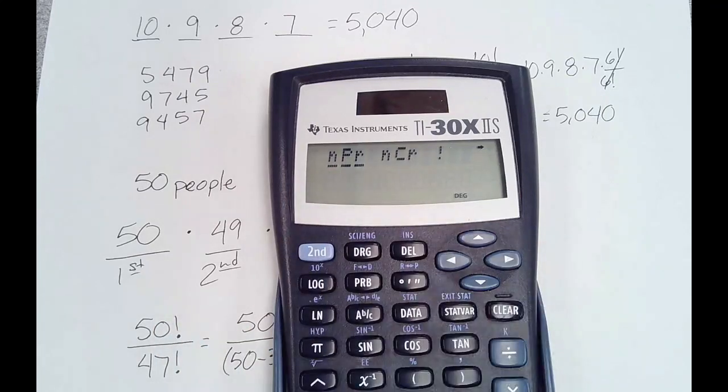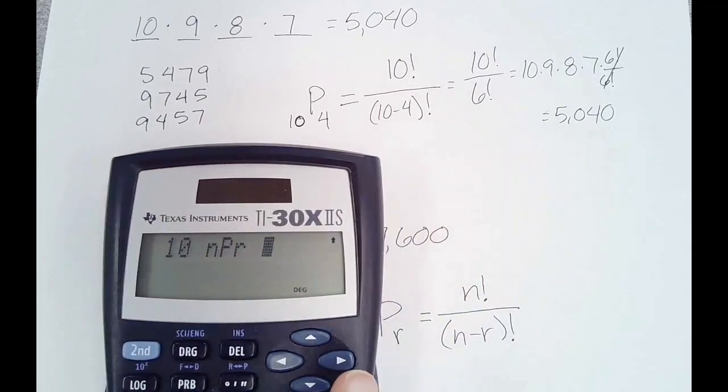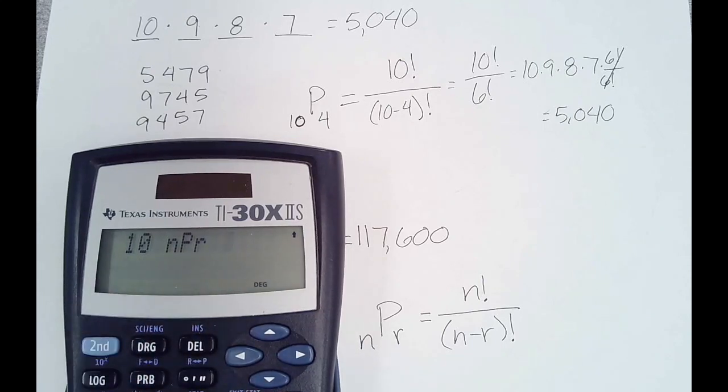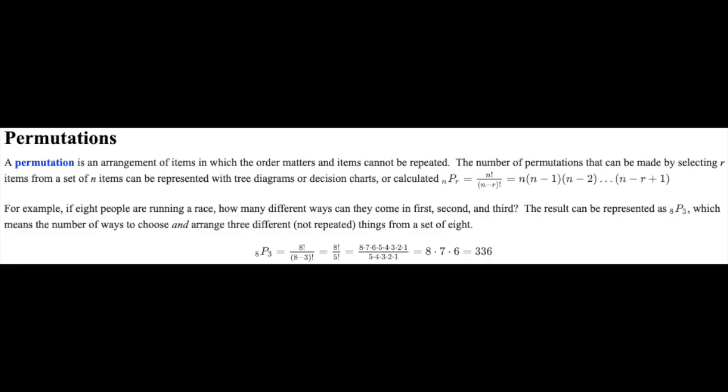nPr says we're doing a permutation. See how it looks just like what we had here in our equation. There we go, nPr. So 10, and then we're picking 4 of them. So 5,040. So that is how you do your permutation. So again, a permutation is an arrangement where the order matters and items cannot be repeated. We can do that using that nPr. n is the number of items, and r is the number that we're selecting that we're going to be arranging.